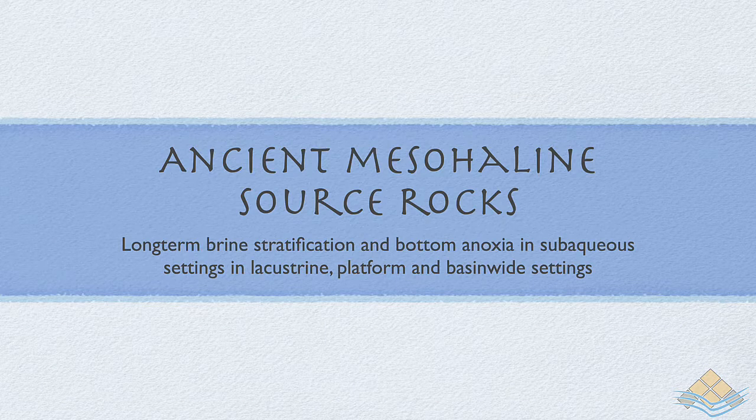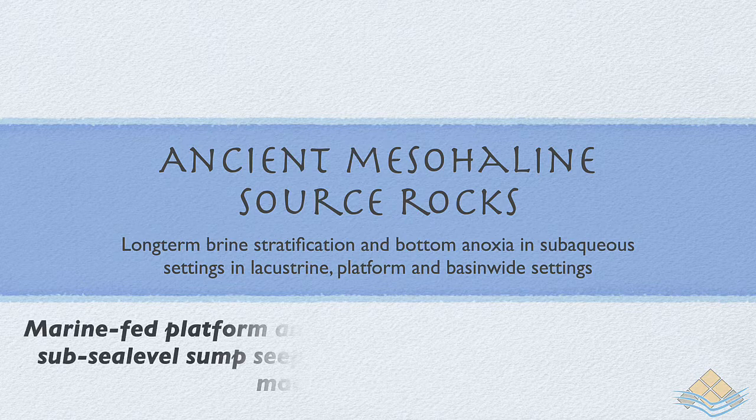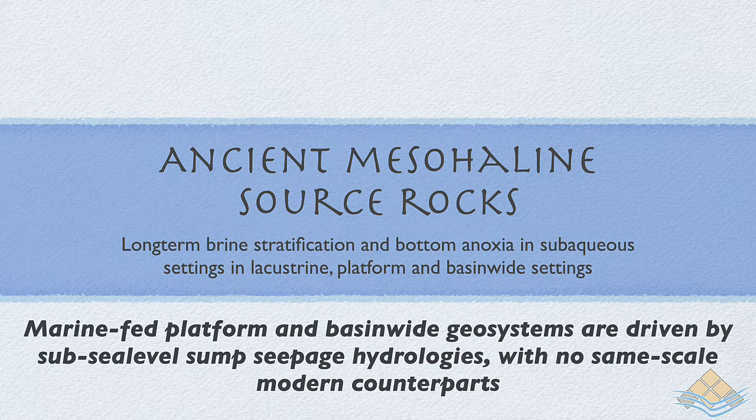Given that ancient saline mesohaline systems are typified by brine stratification and bottom anoxia across the saline lacustrine, evaporitic platform and basin-wide evaporite settings, let's remind ourselves of how these systems form, what characterises their hydrologies, and why they are developed on such broad scales that have no modern-day same-scale counterparts. Within the marine realm, both the marine-fed platform and basin-wide geosystems are characterised by the sub-sea level sump hydrology, which facilitates marine seepage into the succession. And they also form in particular tectonic associations.